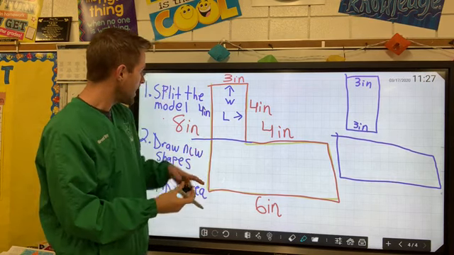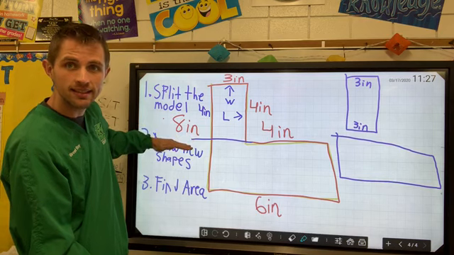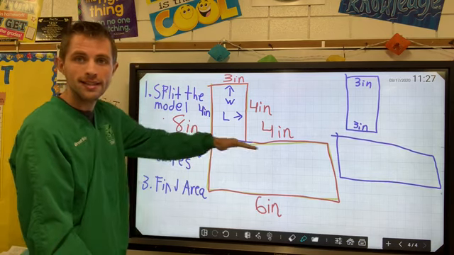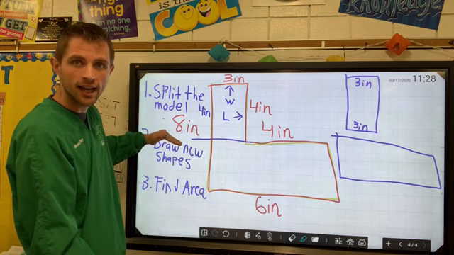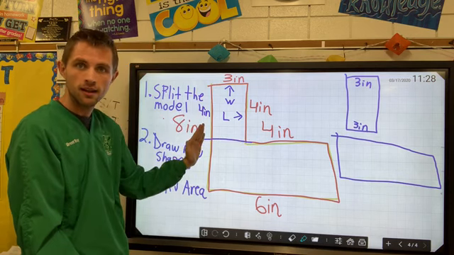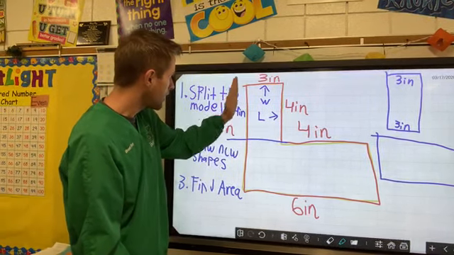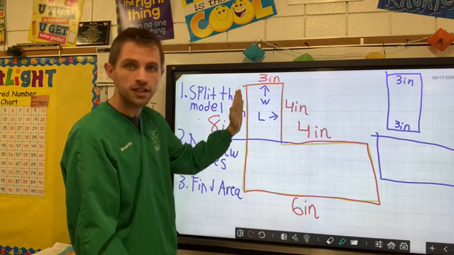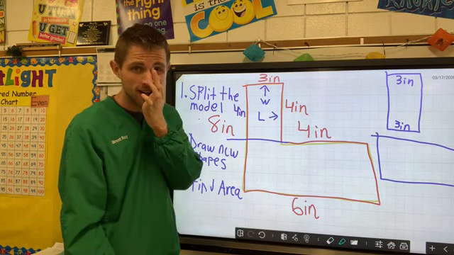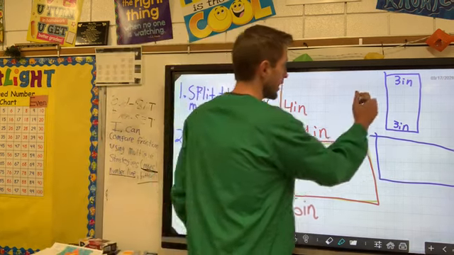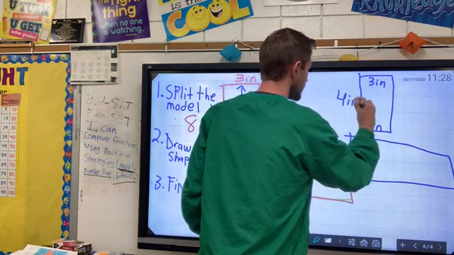Now, do you all see that? It used to be 8 inches, right? But we split that shape, right? And when we split that shape, we split that length. So now, this much of the shape is going to be 4 inches. Got it? So we have 4 inches here. We're going to put 4 inches here.